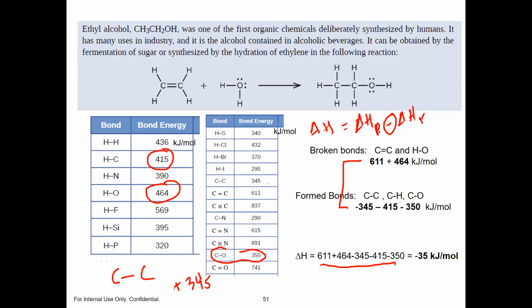So if you use this formula, all these numbers will always be positive, but then you have the negative sign, which makes it negative. It's going to make all these numbers negative. So while we're learning, is it a little easier to use the sum of delta H bonds broken plus bonds formed?